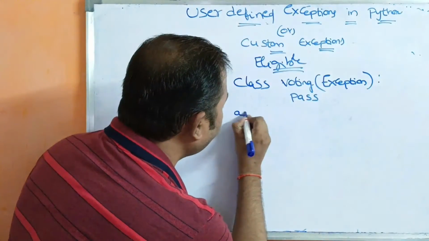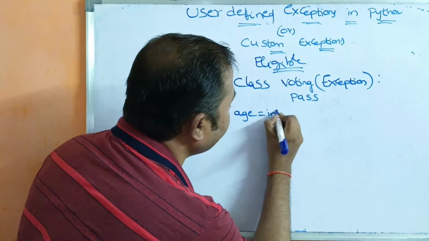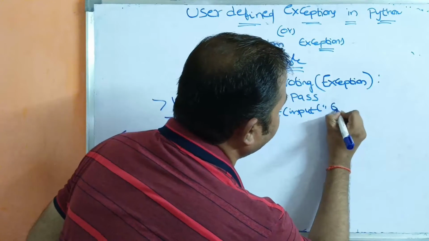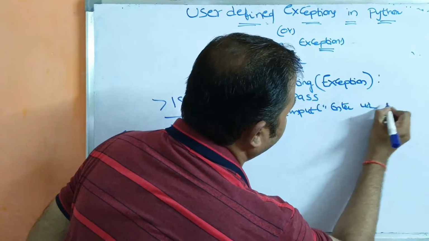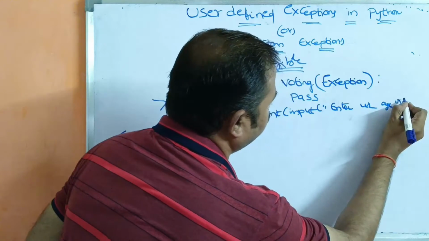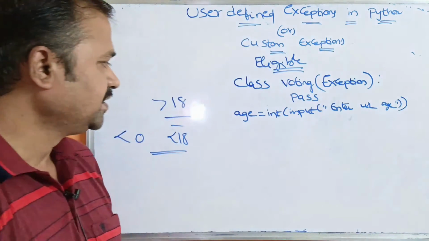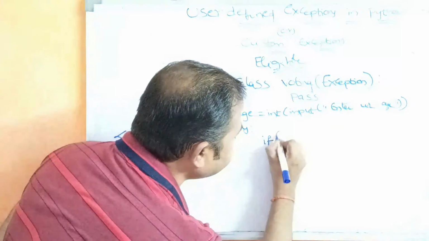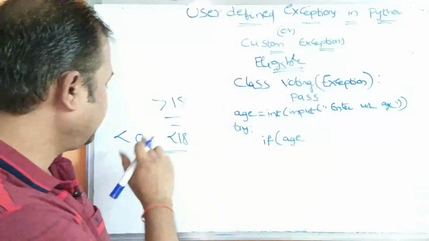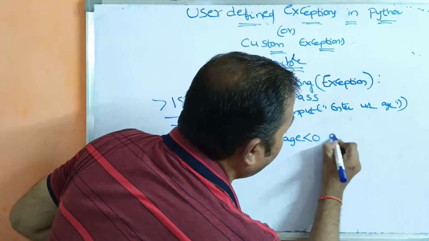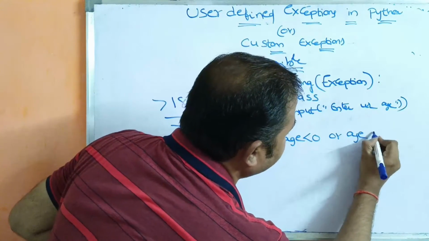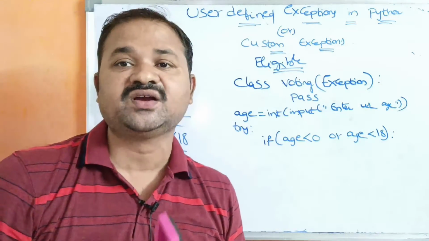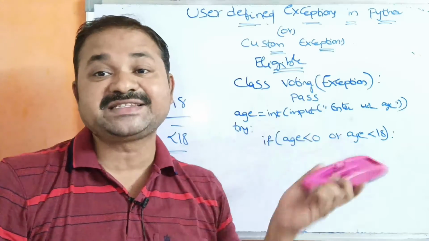Next, we have to read the age. So age is equal to int of input of "Enter your age". Okay. So next, let us write the try block. If age is less than 0 or if age is less than 18, then we can say that that person is not eligible for voting. Now we have to raise the exception.